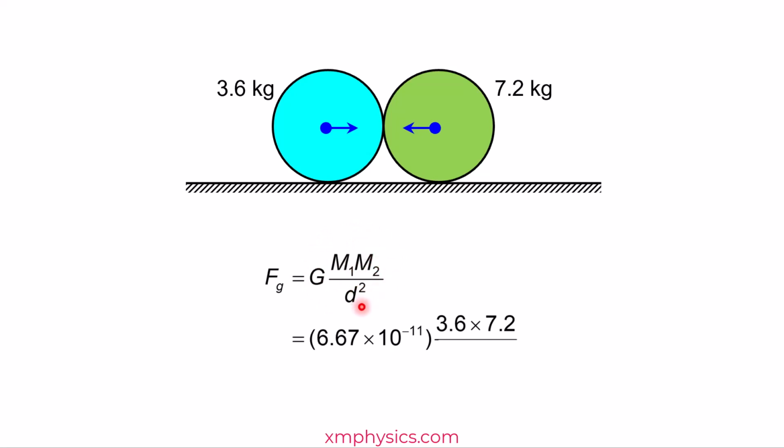Next thing, what about d squared? What is the distance between them? I said that we want the two bowling balls to touch, right? Does that mean that we're going to put 0 squared here? Which would mean that the force of attraction is infinitely large. Something is wrong, right? It cannot be 0.